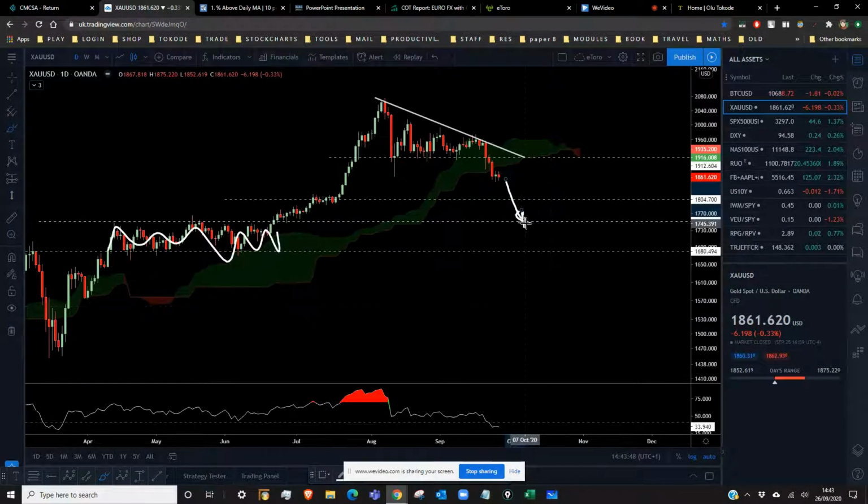If that doesn't hold, then it goes down to the bottom of that support zone, 1680. I don't see it getting down to 1680. It's most likely, worst case scenario, 1750. But I will start going long from 1800.